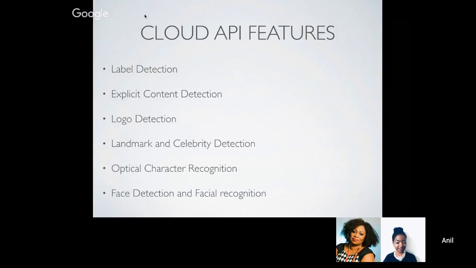Logo detection, things like landmark and celebrity detection, optical character recognition. So for things like if you want to scan documents and get text out of those documents, they provide that, and things like face detection and facial recognition. So these APIs are available from most of these cloud providers in one form or another.